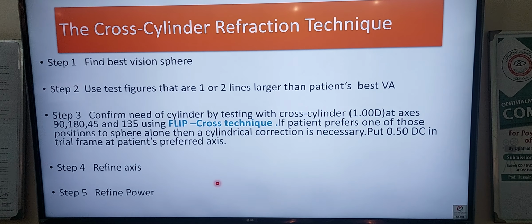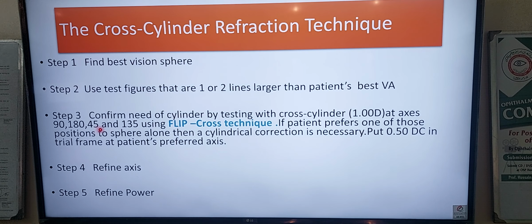Now let's discuss the cross cylinder refraction technique. We will go through it step by step. Step 1 is to find the best visual acuity in sphere. Step 2 is to use test figures that are 1 or 2 lines larger than the patient's best visual acuity.